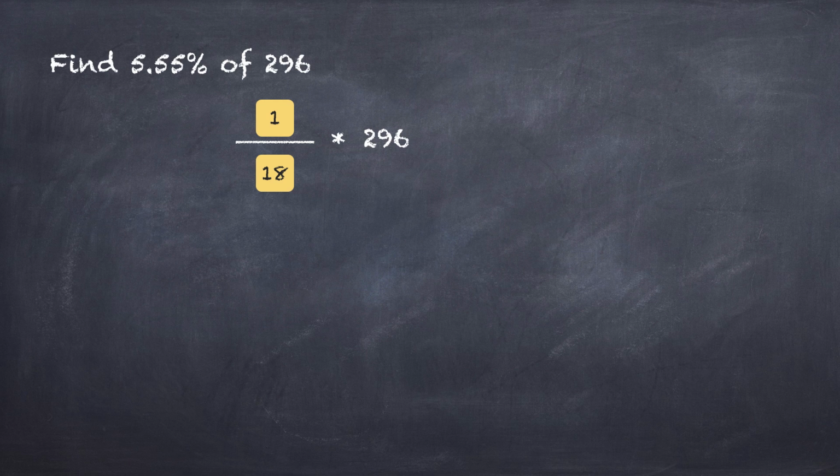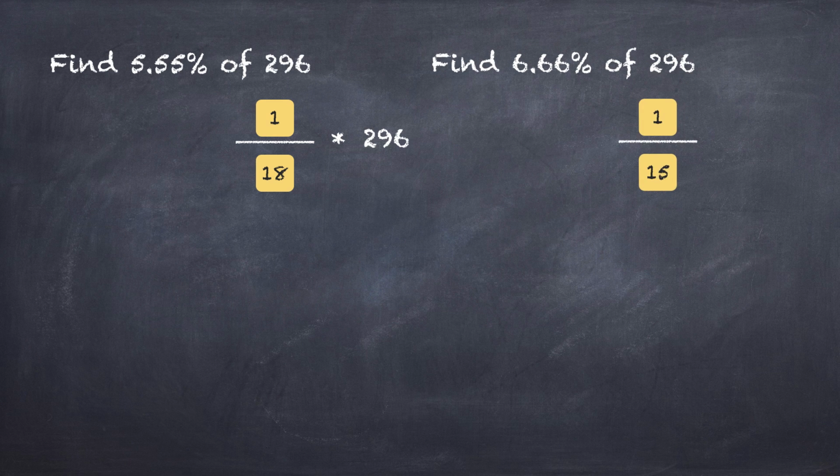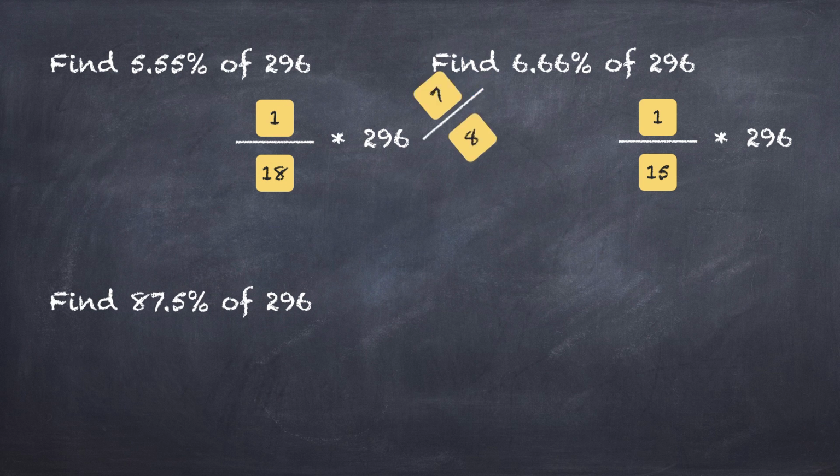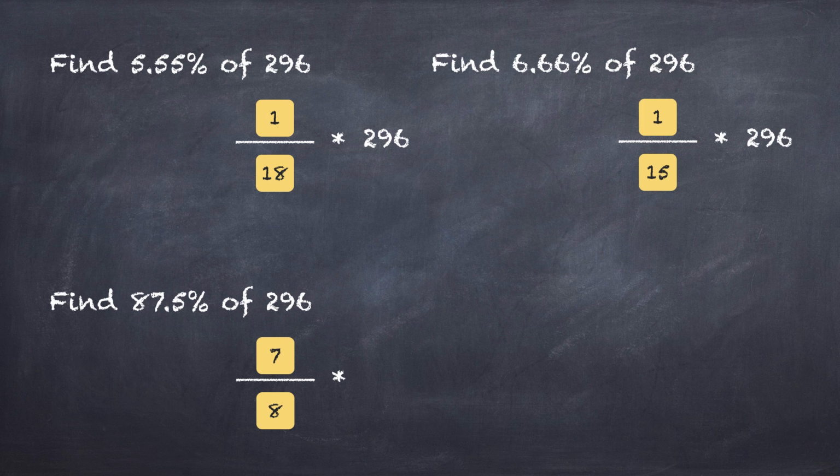Similarly, find 6.66%. 6.66% is 1 by 15. So finding 6.66% of 296 is the same as multiplying it by 1 by 15. 87.5% of 296 is the same as multiplying it by 7 by 8. Now, how did I come to this? I remember that 1 by 8 is 12.5 and 87.5 is a multiple of 12.5. Or I can think of 87.5 as 100 minus 12.5, or 1 by 8 less than. So 7 by 8 into 296.